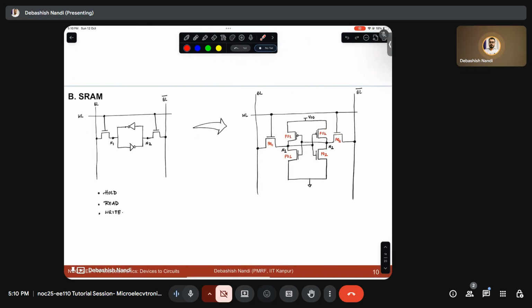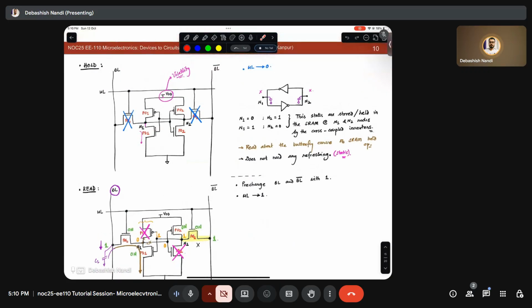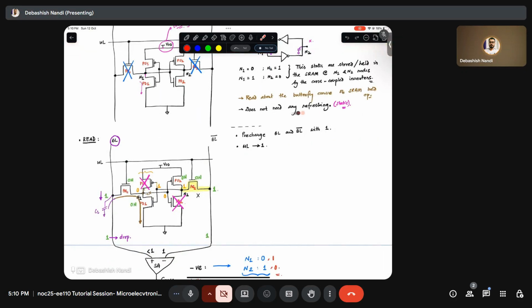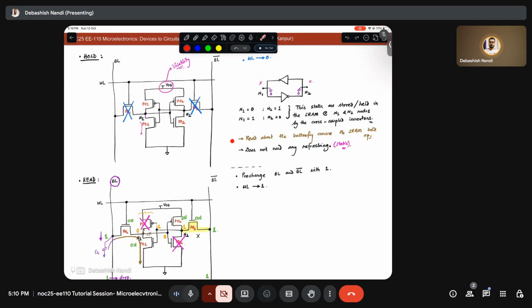Then we have started discussing the SRAM hold, read, and write operations. So in the hold operation, we have mentioned that you just place your WL equal to 0, the pass transistors will turn off, and your storage will happen at the N1 and N2 nodes by way of cross-coupled inverters. So this is obviously static because it does not need any refreshing of the nodes. And also we have discussed that if they are interested, they can look into the butterfly curves of the SRAM hold operation and so forth.